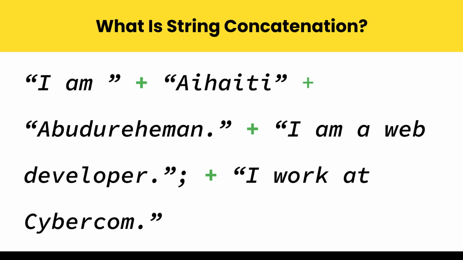In this lecture, I'll teach you how to add strings together using a process called string concatenation. String concatenation is the process of combining or adding two or more strings together to create a bigger string. One way to concatenate strings in JavaScript is with the addition operator. Let's see how it works.